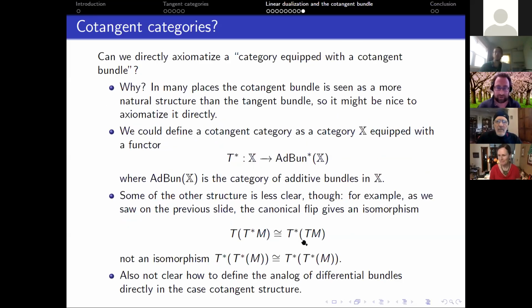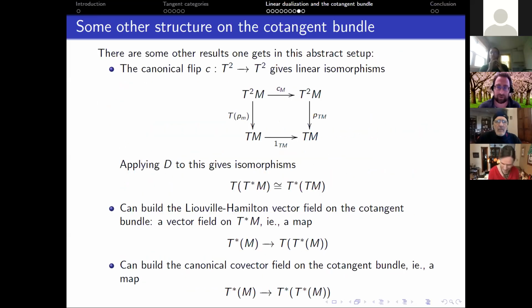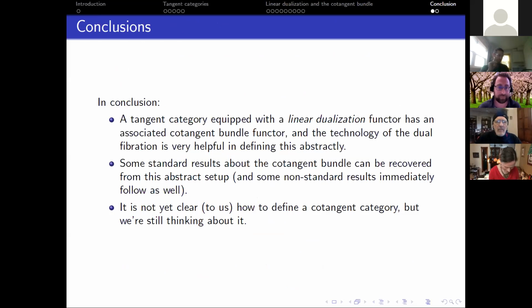And it's not clear how to define differential bundles in this setting as well. So just to wrap up, if you took a tangent category with some kind of linear dualization, as I've discussed, you get an associated cotangent bundle, and the dual fibration is helpful in setting this whole story up. You can get some standard results about the cotangent bundle from this abstract setup as I described. It's not yet clear how to directly define a cotangent category, but I think some of the structure we've been mentioning here could be helpful in doing that.